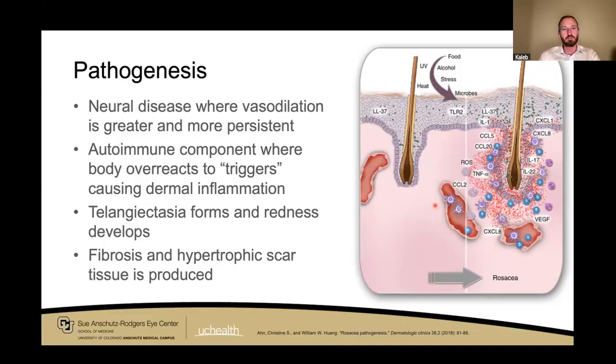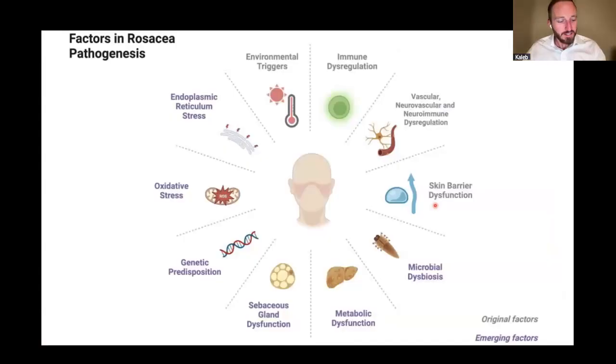So here's a few statements that are definitely true about facial rosacea. It is a neural disease where vasodilation is greater and more persistent. There's also an autoimmune component where the body is overreacting to certain triggers, and this causes dermal inflammation. Telangiectasias, or these dilated superficial blood vessels, form, and then in later stages, you can get fibrosis and hypertrophic scarring as well.